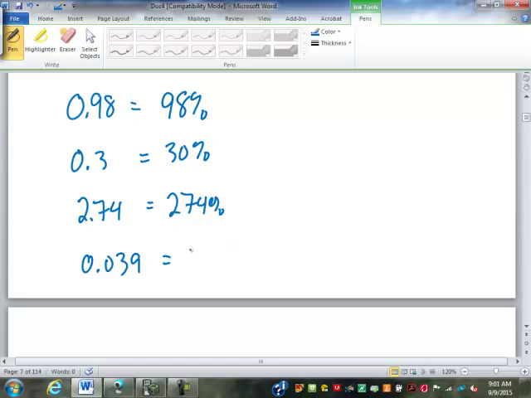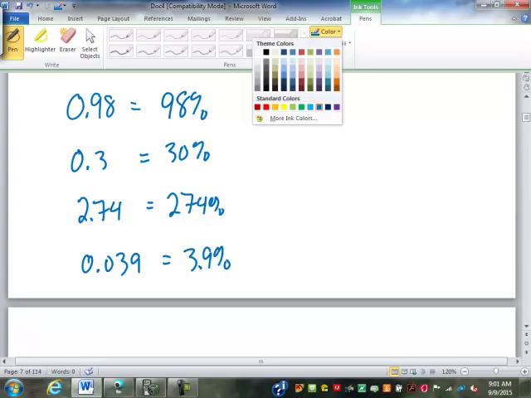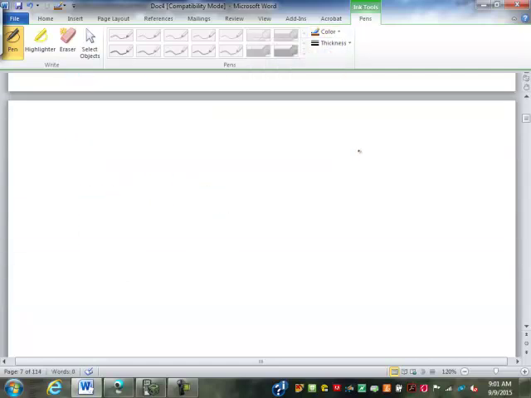0.039 becomes 3.9%. Good. Let's have you guys try a few.